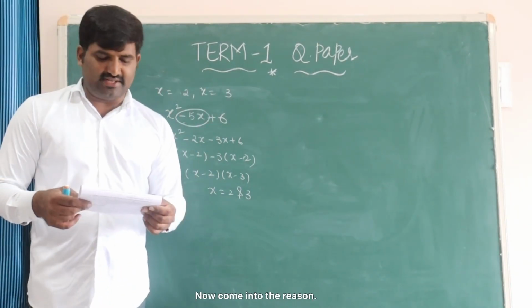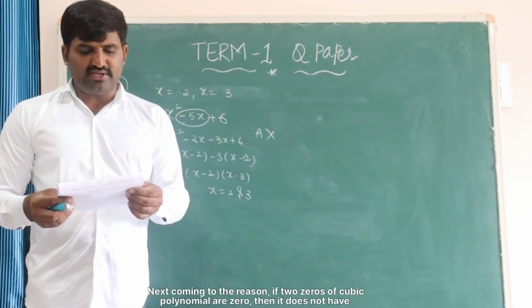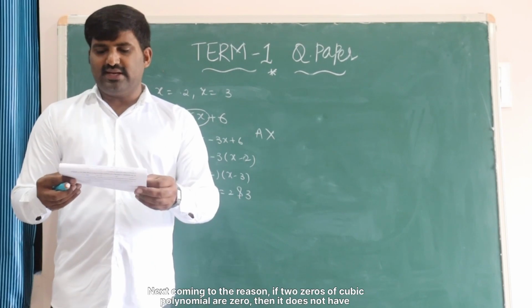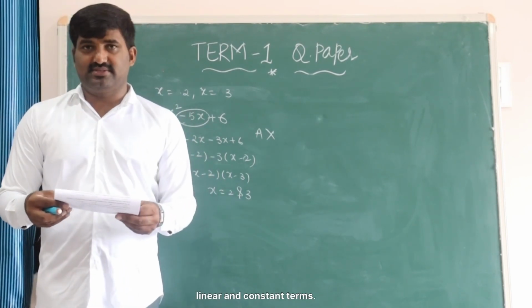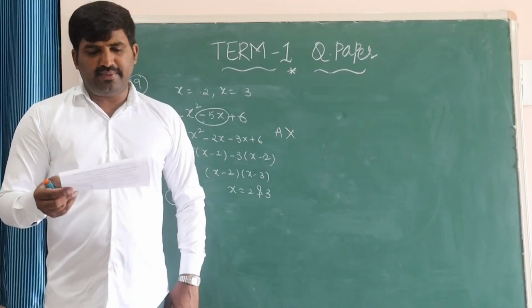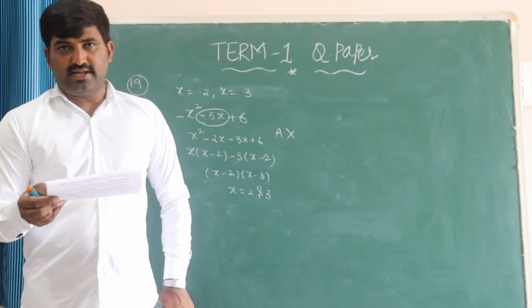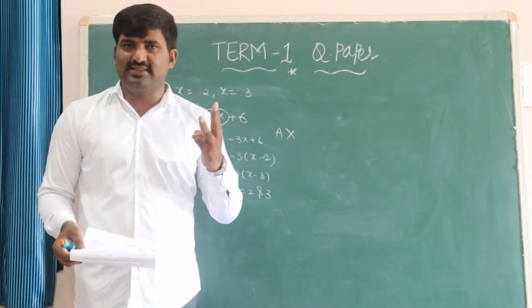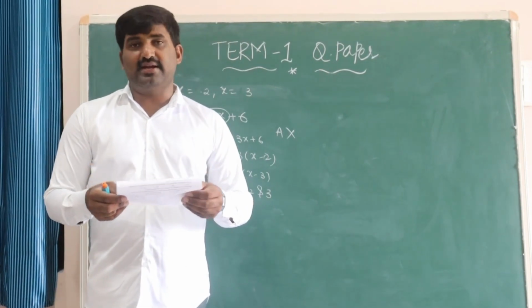Now coming to the reason. Now what we can say, that assertion is wrong, right? Next, coming to the reason, if two zeros of cubic polynomial are 0, then it does not have linear and constant terms. Now come to option B, reason. If two of the zeros of cubic polynomial are 0, actually we know that for a cubic polynomial there are three zeros. Two zeros are 0, then it does not have linear and constant term.